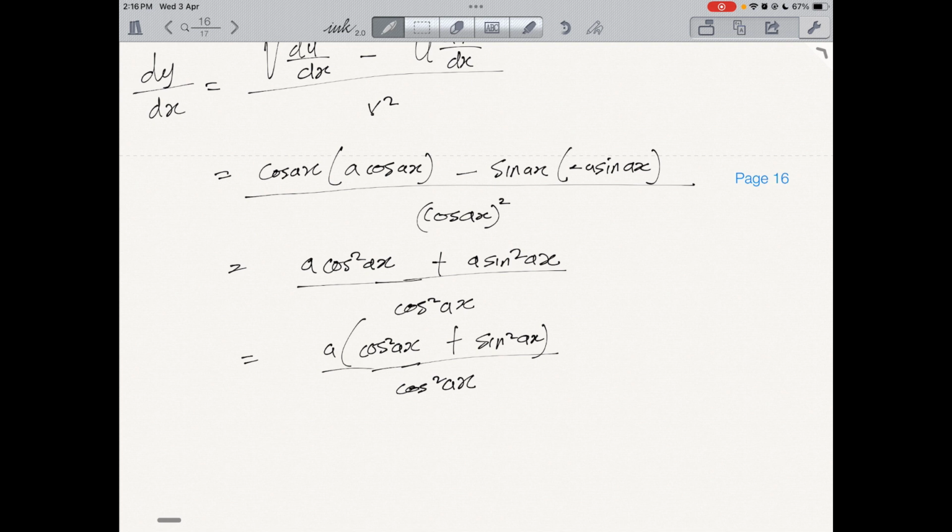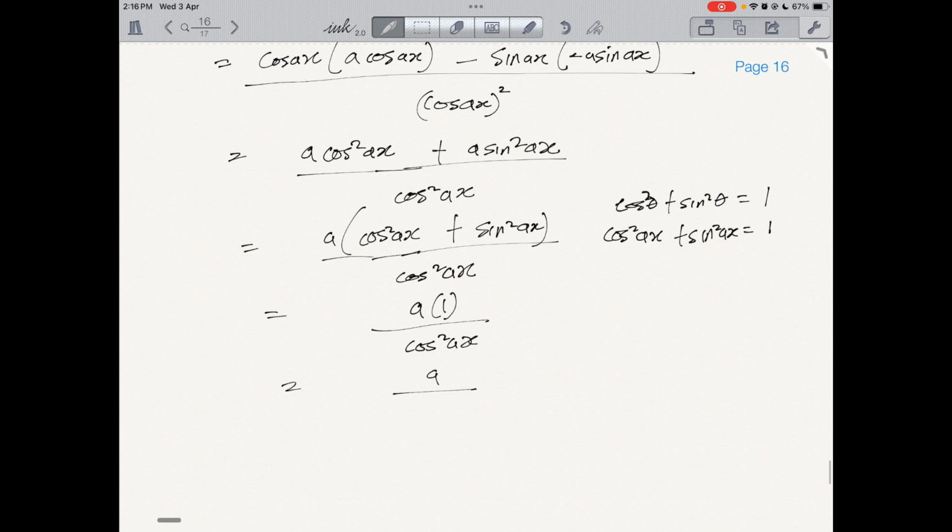Now we recall in trigonometric identities that cos squared theta plus sin squared theta is equal to 1. In the same vein, cos squared ax plus sin squared ax is also equal to 1. So therefore, we have a into 1 divided by cos squared ax, and this will give us a over cos squared ax. Or rather, it is a multiplied by 1 over cos squared ax.